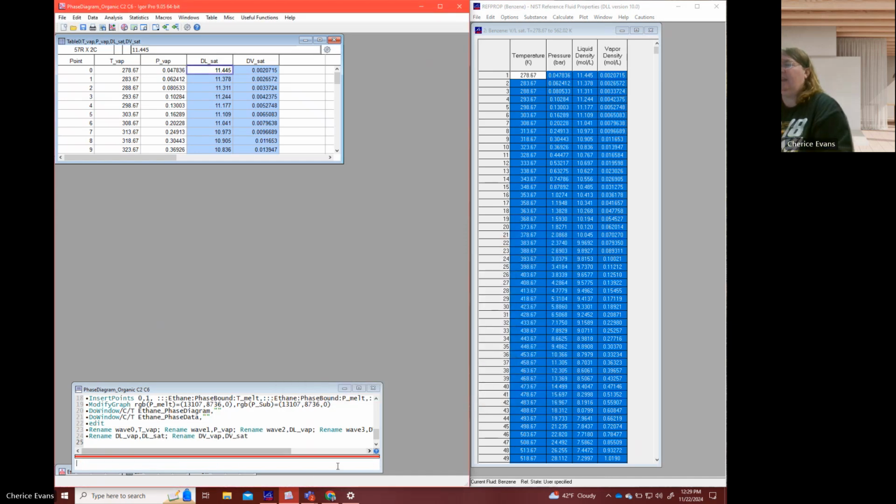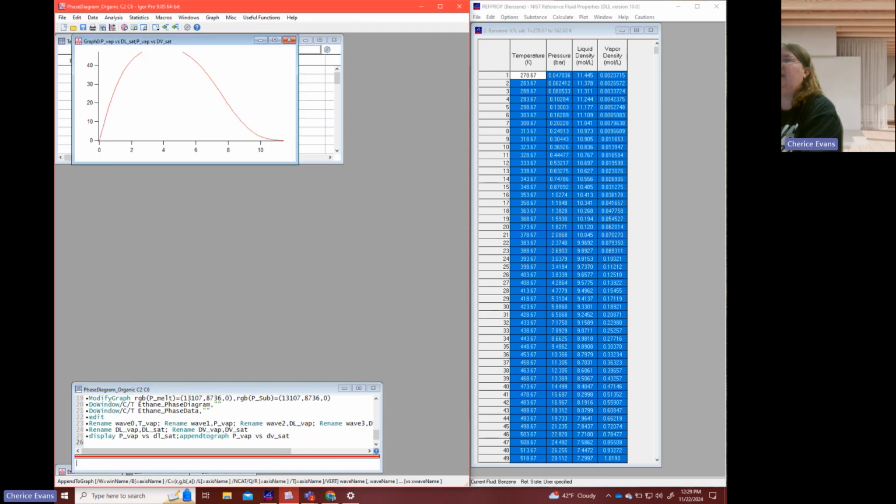Okay. So, just like I did for ethane in that longer video, I'm going to display the vapor pressure versus the density liquid saturation, and then append to graph the vapor pressure versus the density vapor saturation to get my starting curve.